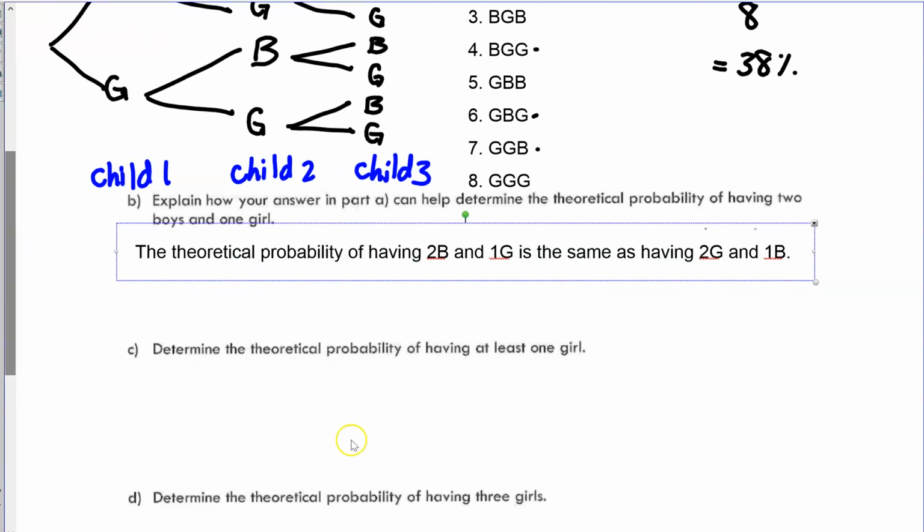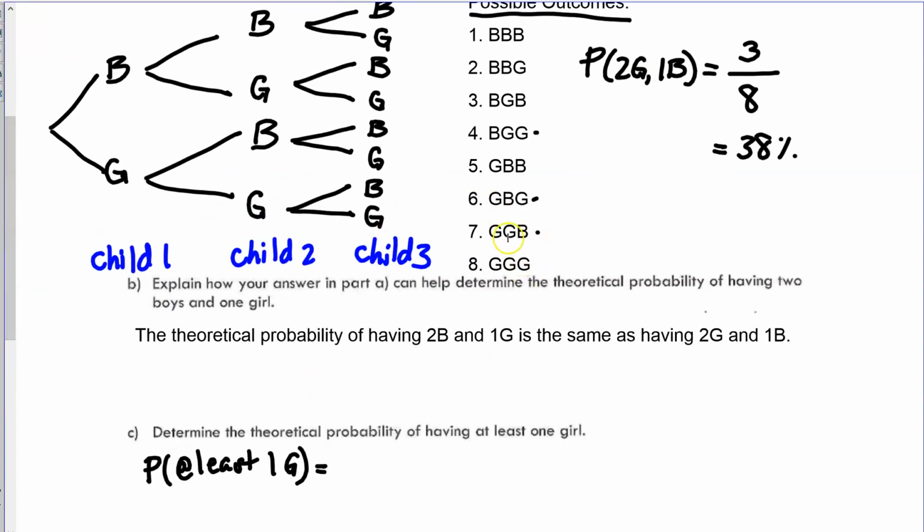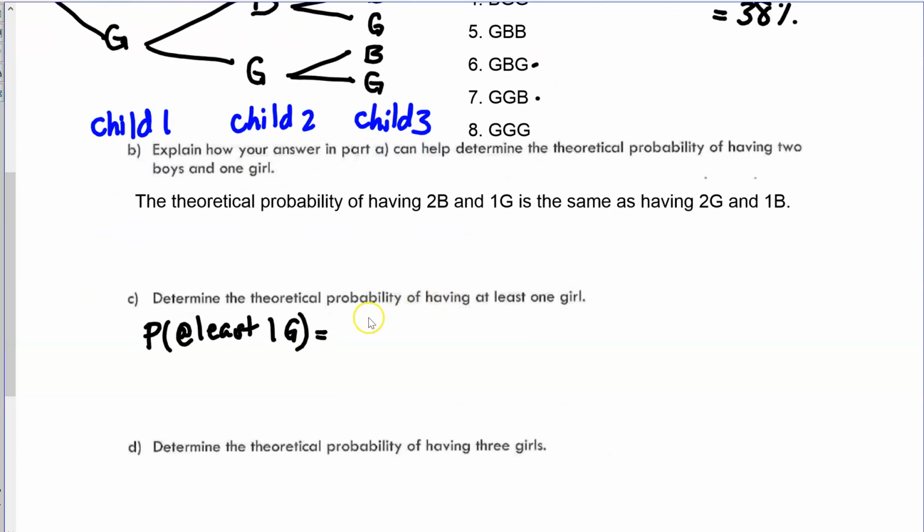Determine the probability of having at least 1 girl. Okay, so we'll go the probability of at least 1 girl. So we'll go up and count. There's a girl there, 2, 3, 4, 5, 6, 7. There's only one way you can have no girls, right? So the probability of having at least 1 girl, there are 7 successful ways that can happen over 8. So there's an 88% chance, if you're having 3 children, that at least one of them will be a girl.